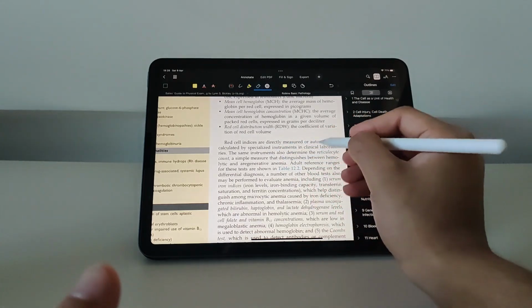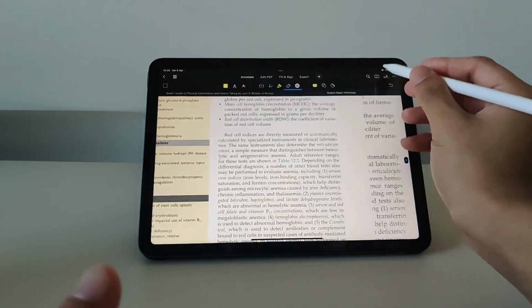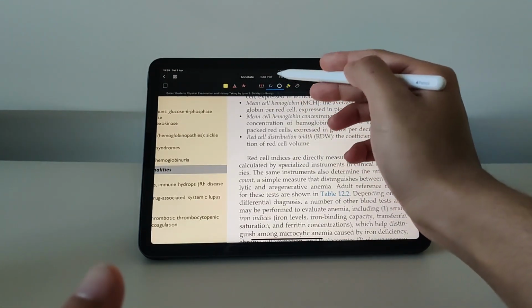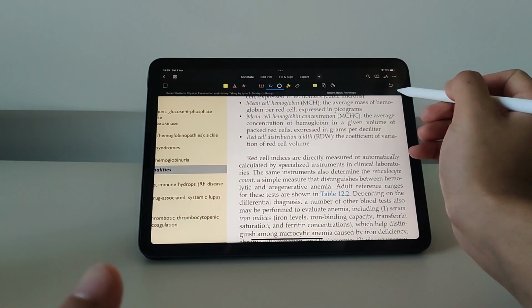Obviously, I'll just delete that for now. But yeah, you get the idea. You can just start typing and highlighting, etc. And it's very easy. You can get a few textbooks open.